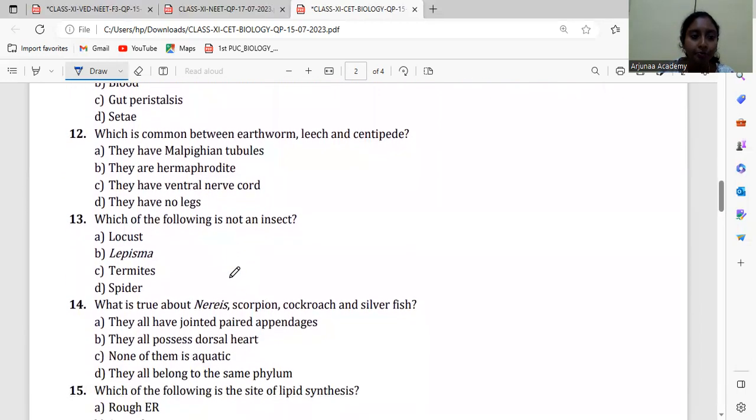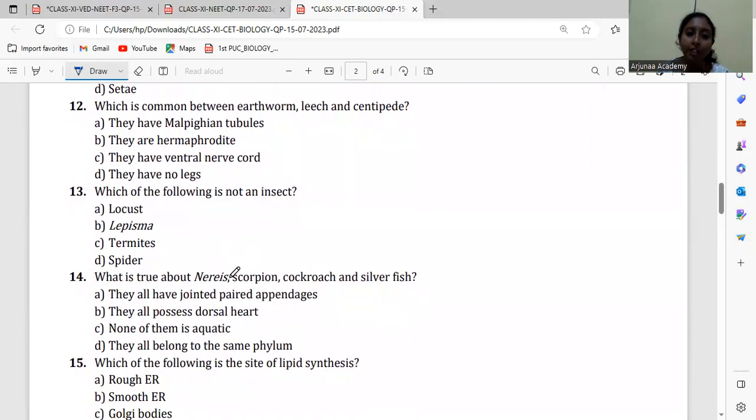12th question, what is common between earthworm, leech and centipede? So earthworm belongs to Annelida, leech belongs to Annelida, centipede also belongs to Annelida. So here we have to see which is the character of Annelida. They have Malpighian tubules. Malpighian tubules, this is in Arthropoda, right? So A can't be the answer.